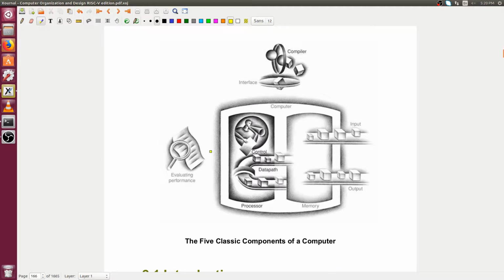Okay, so let's look. So this is that basic component, the 5 classical components of a computer. So you've got your control and your data path. Control basically tells the data path what to do. You have your input and output, and you have memory. So these are really the 5 things. We want to be able to put something into the computer, take something out of the computer, store something in a computer, control what's going on in the computer, and have something to control, which would be the data path.